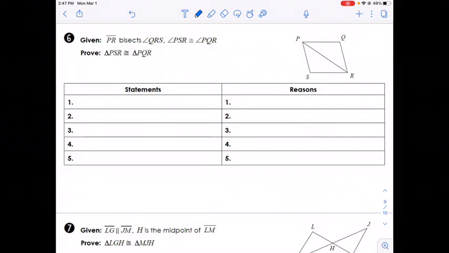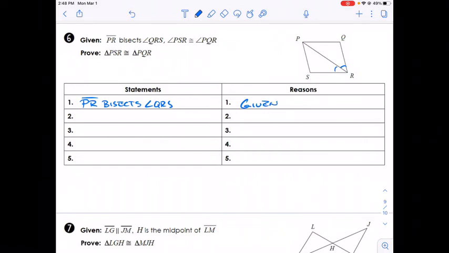Now this one says that PR bisects angle QRS. So PR is going to cut QRS in half. QRS is this angle here, which means that these two angles are the same. So we're going to write this down. PR bisects angle QRS. Once again, it's given.